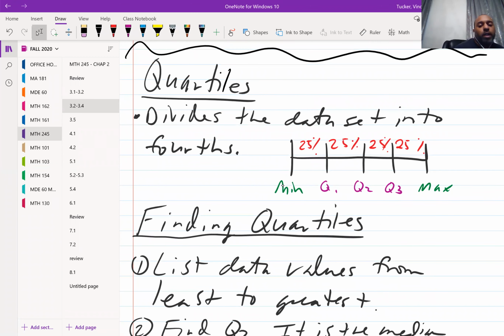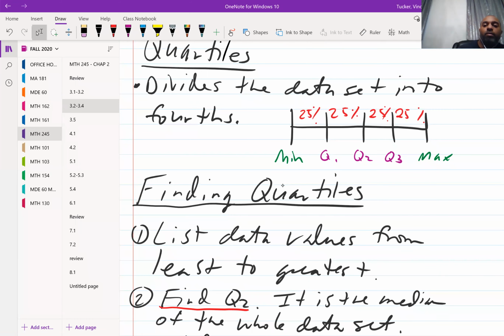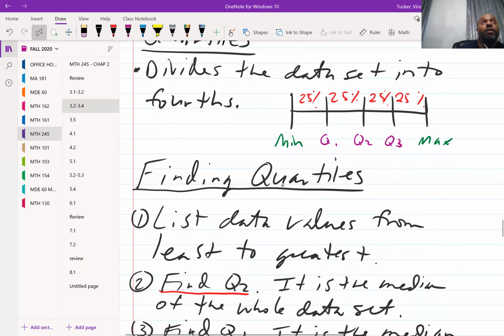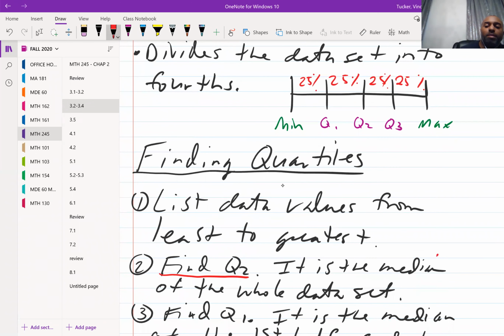So finding our quartiles, we're going to list our data values from least to greatest. That's always your first move, because our quartiles are really just medians. And remember, the first move in finding your median is to list your data values from least to greatest. Find Q2 first. That's going to be the median of the whole data set, the middle value of the whole data set.